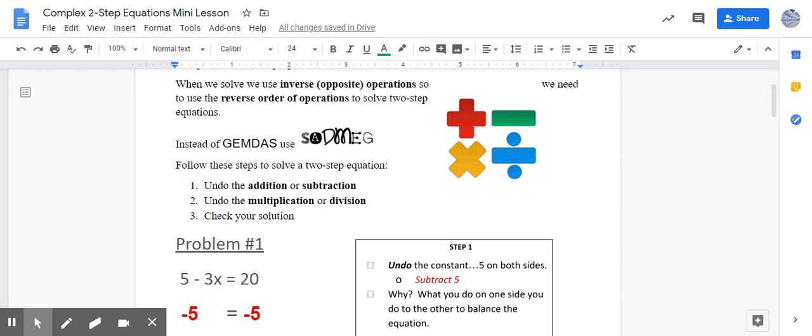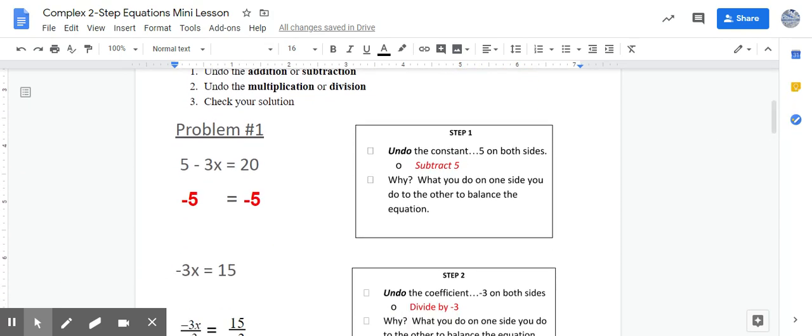So if you just remember the concept GEMDAS, right? Groupings, exponents, multiplication, division, addition, subtraction. When we're doing the inverse, we're starting from reverse order. So we're going to be subtracting, adding, dividing, and multiplying. Okay. So let's look at our first problem over here.